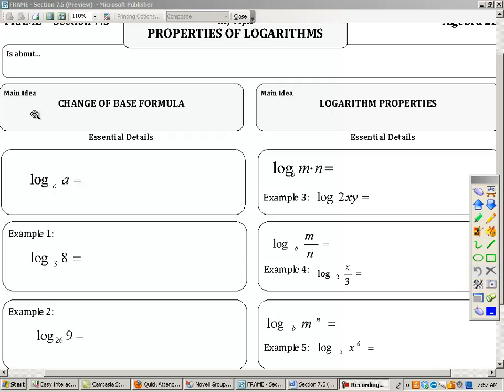Welcome to section 7.5. We're dealing with properties of logarithms. Our goal today is to work on these properties so that we can better use them tomorrow when we actually solve logarithms. So we've got two types of properties. The first is called a change of base.